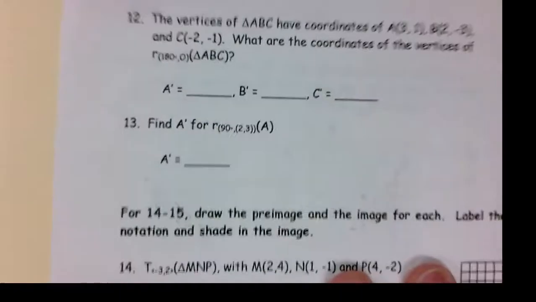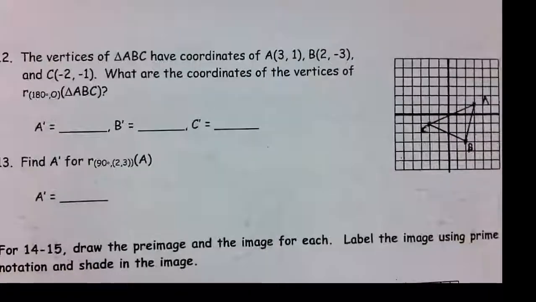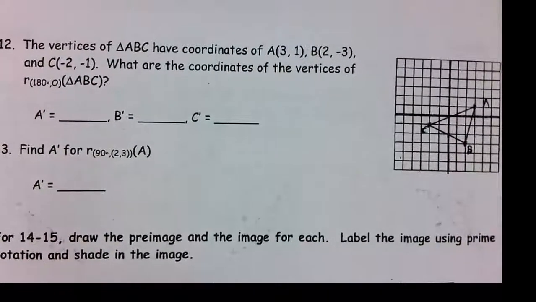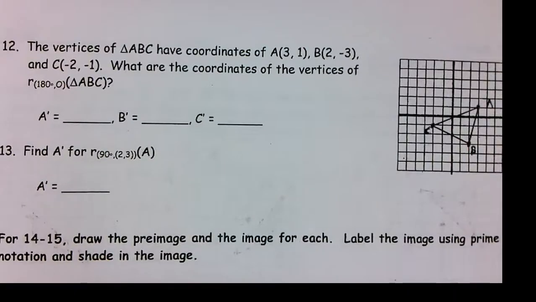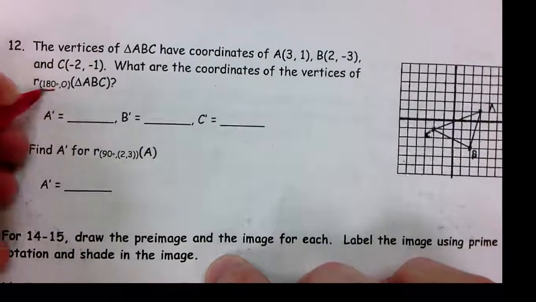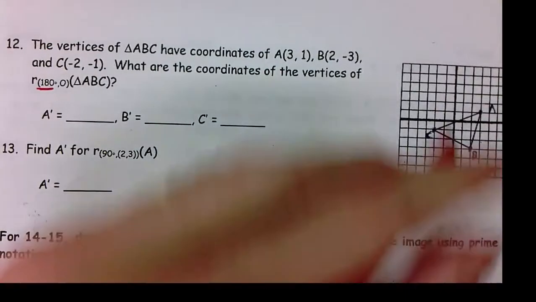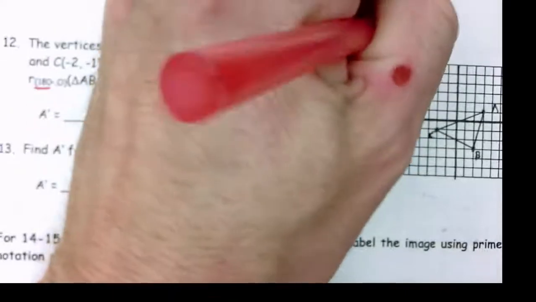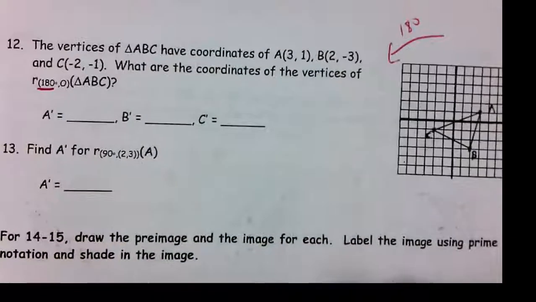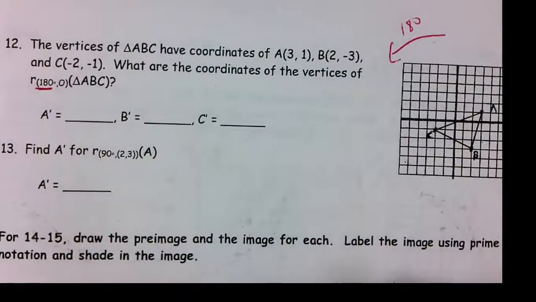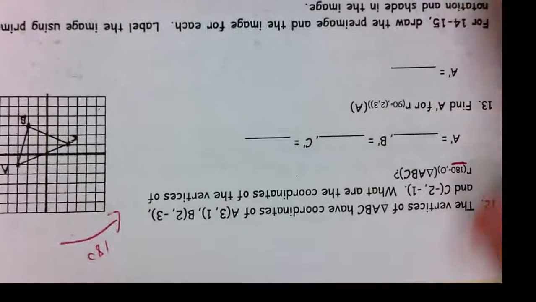So number 12, you can see I've already drawn the triangle. And in this case, I'm supposed to rotate this triangle 180 degrees. So 180 degrees would be a rotation counterclockwise, one or two turns, right? 180 degrees is turn it twice. So let's go ahead and do that. There's a 90-degree rotation of the triangle. And there is a 180-degree rotation.